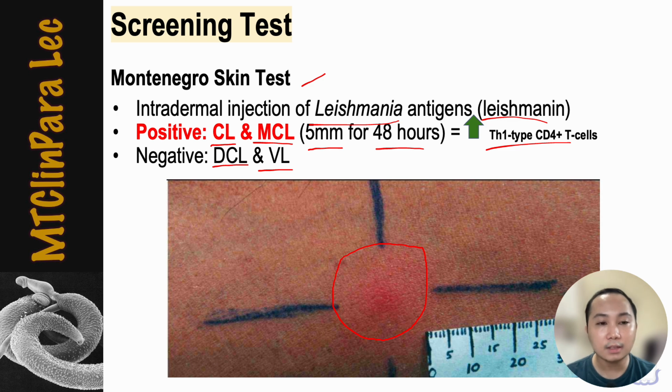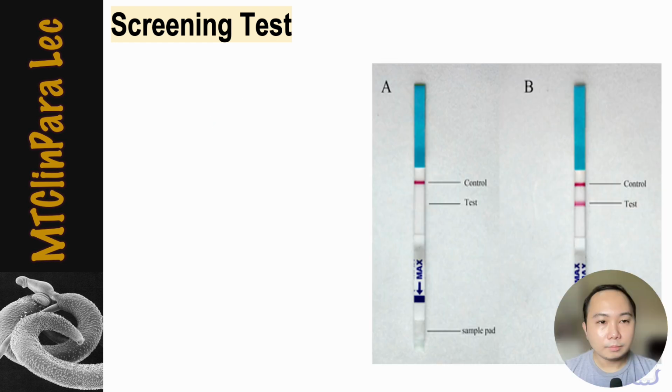For negative results, we have your DCL and VL, or visceral Leishmaniasis. So that means that these patients who have been infected with this Leishmaniasis do not have a capability to be immune should they be infected again by Leishmania parasite. So that means the possibility of having another Leishmania attack is possible for negative Montenegro skin tests.